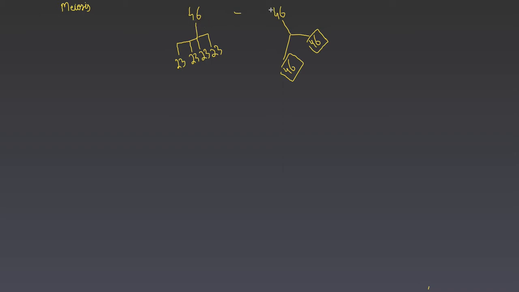Mitosis occurs in our general body cells, like your skin cells or your eye cells or your intestine cells. Any cell which is a general body cell, mitosis occurs within those cells. And meiosis occurs within a type of cells called germ cells. Mitosis occurs in somatic cells.